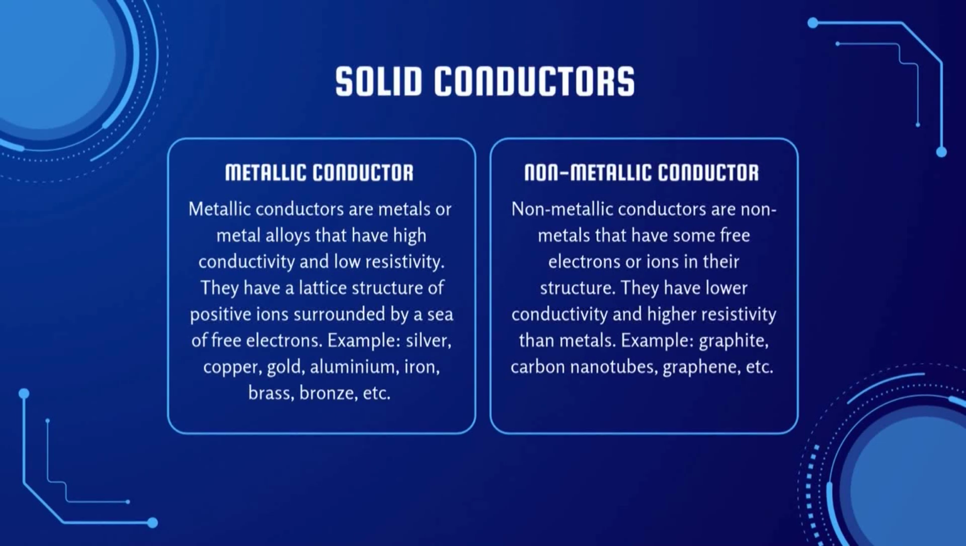Non-metallic conductors are non-metals that have some free electrons or ions in their structure. They have lower conductivity and higher resistivity than metals. Some of the examples are graphite, carbon nanotubes, graphene, etc.